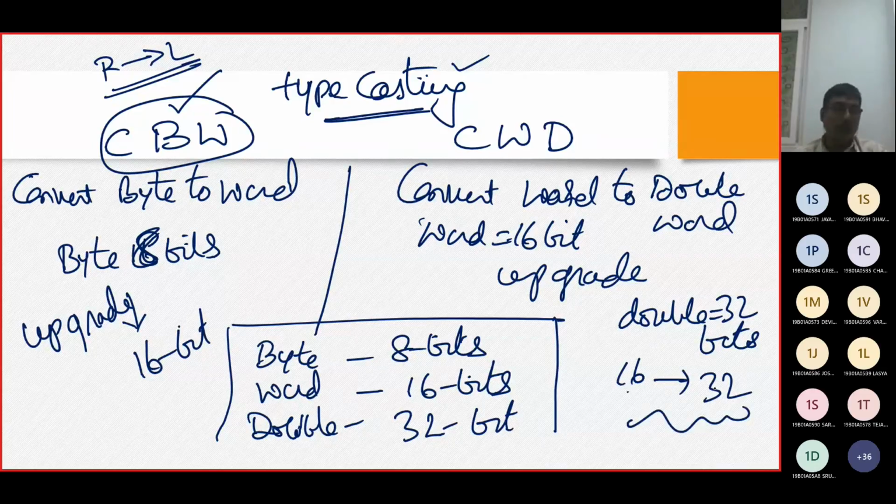So 16 has been promoted to 32, 8 has been promoted to 16. So a smaller number is going to be converted to a bigger number. We call that type casting, a conversion operation. So we convert from integer to bool, from float to integer or integer to float. So that is how we make a typecasting between the data types.